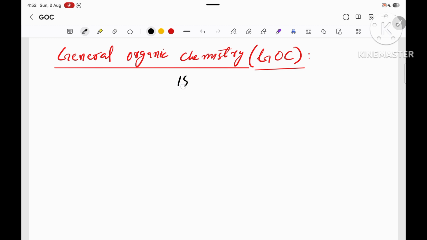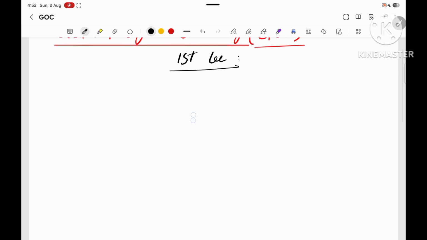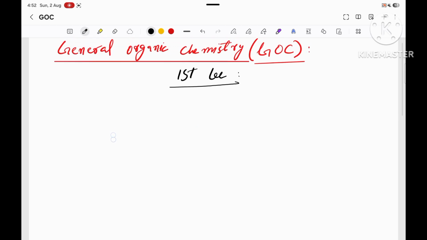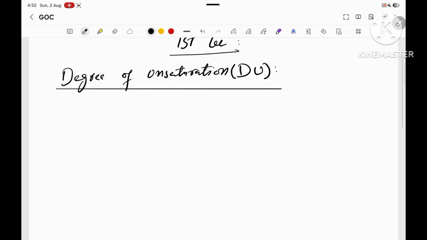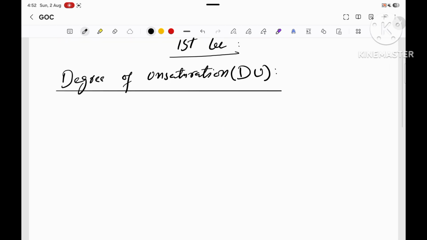This is the first lecture, and in this lecture we will start with degree of unsaturation. We write it in short form as DU. We will start from the very basics. What is this DU?